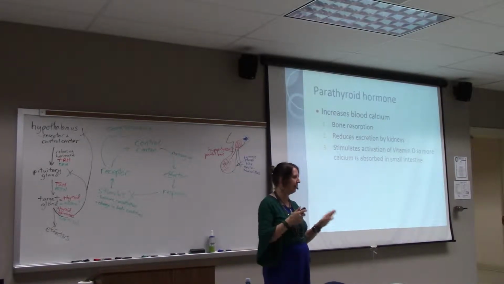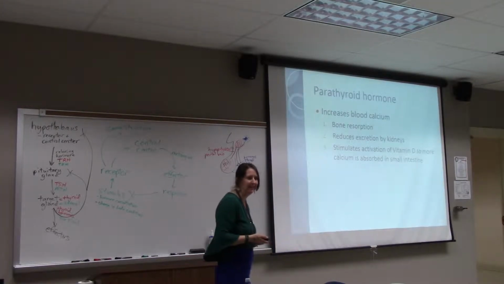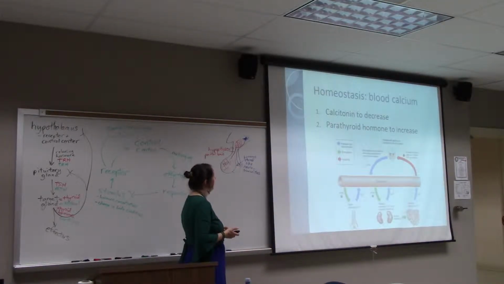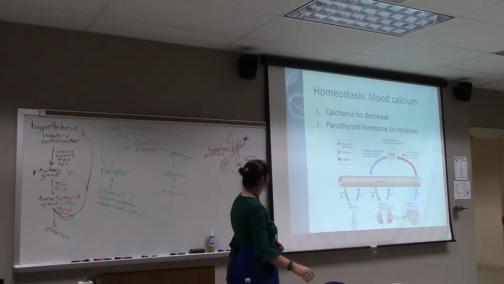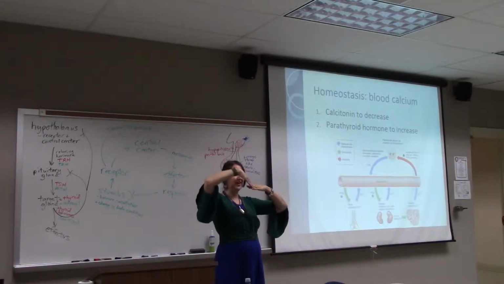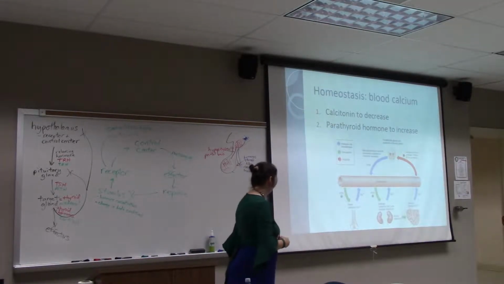Okay. Questions on thyroid and parathyroid? I do have a little summary on blood calcium. So if it's too high, calcitonin. If it's too low, parathyroid hormone.